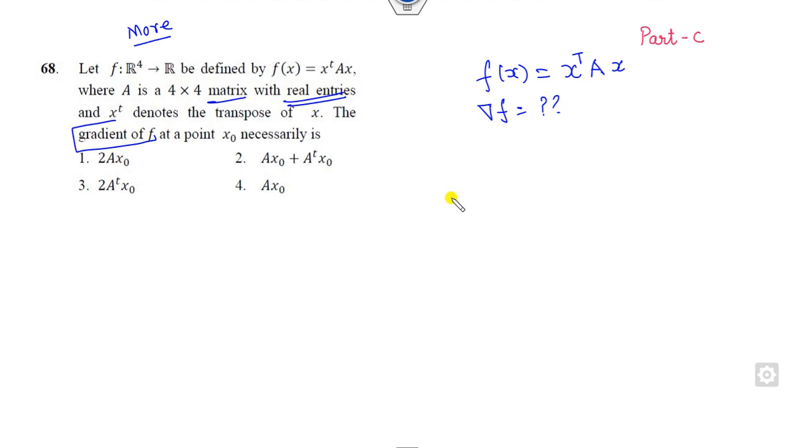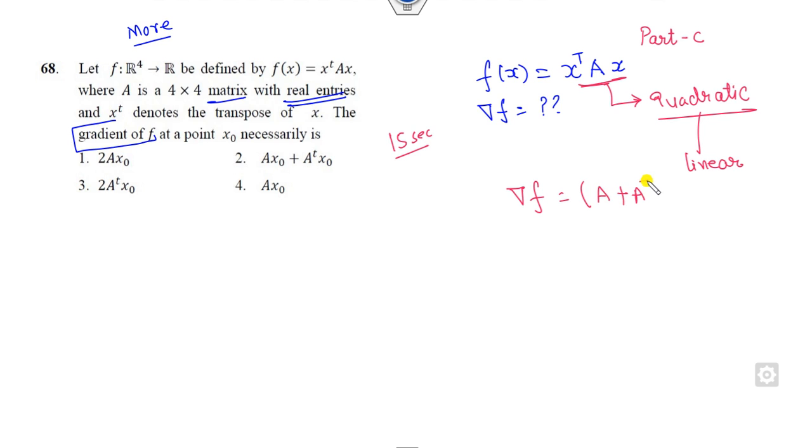I again say you can solve this within 15 seconds. How? What is the nature of this? This is quadratic. Whenever there is a quadratic, the gradient is linear. So what is the gradient of this? It is always A plus A transpose x. So now you have to find the gradient at x0. What is the answer? A plus A transpose of x0. So that is the right answer of this problem.